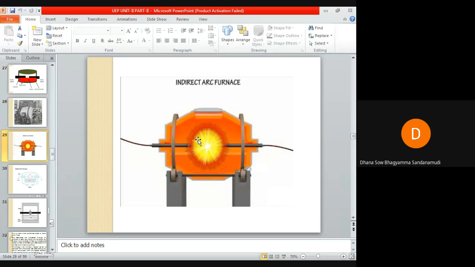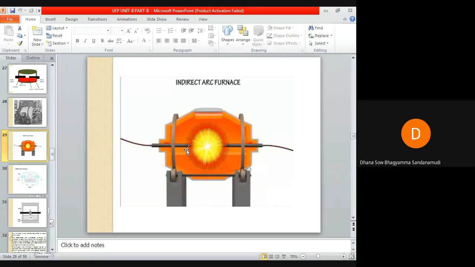In order to uniformly distribute the heat within the charge, you are rocking this furnace. Therefore, sometimes this indirect arc furnace is also called a rocking arc furnace. You can even call this furnace a rocking arc furnace.